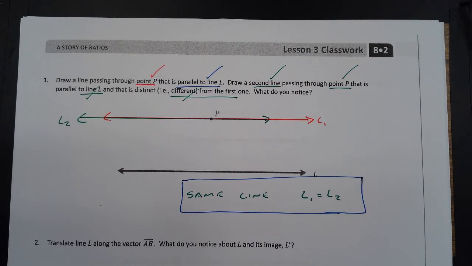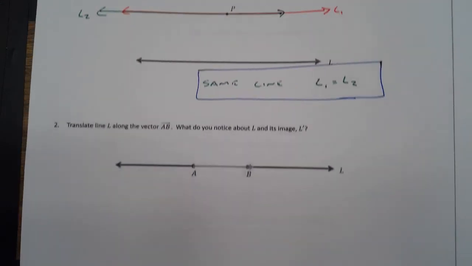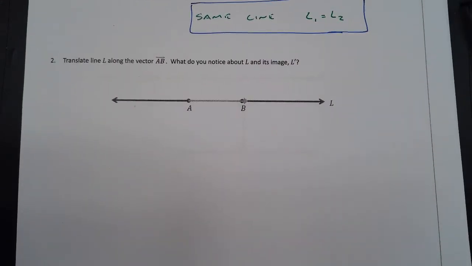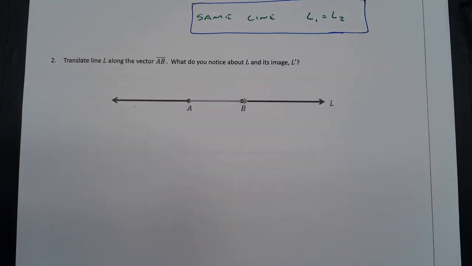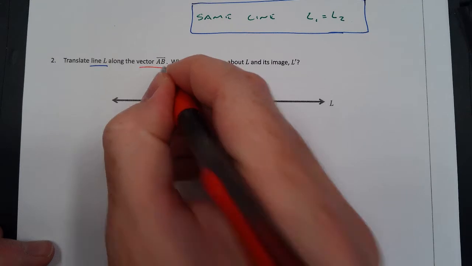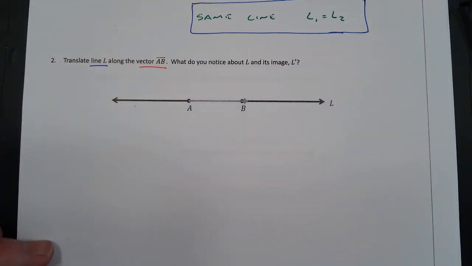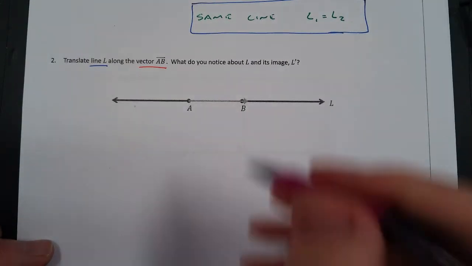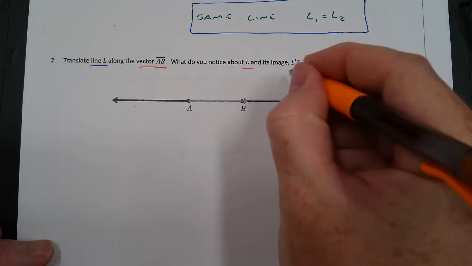So a little bit of practice with parallel, a little bit of practice with some theories. So let's do number 2, practicing translating. Make sure you have your transparency near you to help you. It says translate line L with the vector with the rule AB. What do you notice about L and the image L prime?